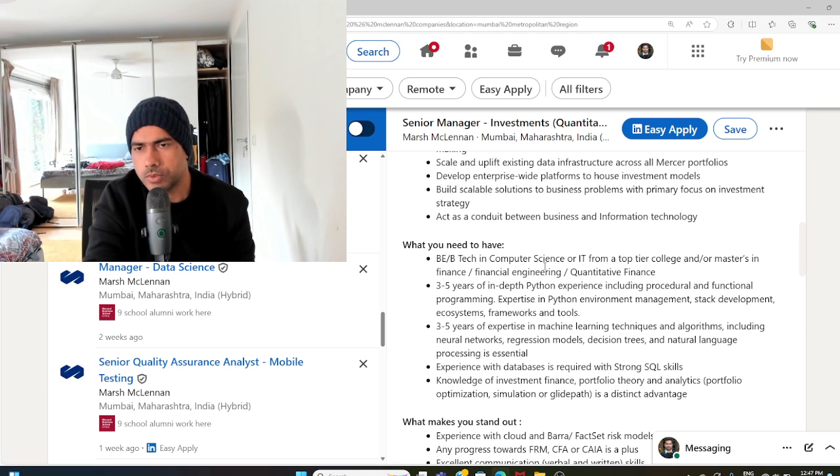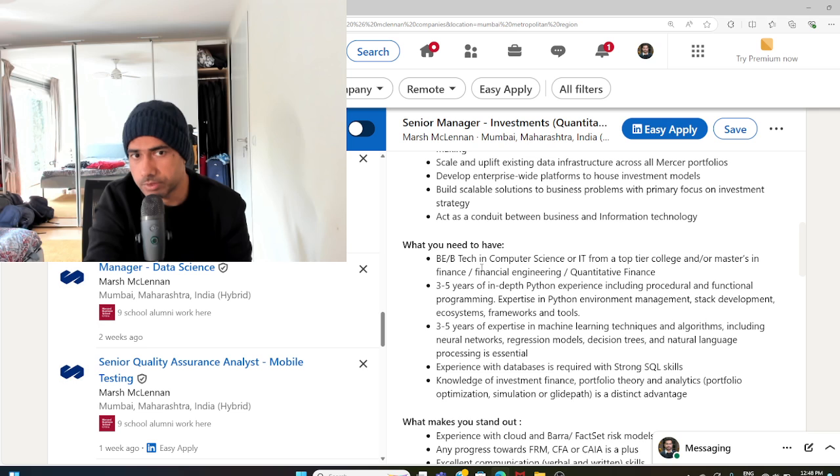In terms of qualification, they expect someone with a bachelor's degree in computer science or IT, or a master's degree in finance, quant finance or financial engineering, which is always a plus. So they are open to people from computer and engineering backgrounds, but also people from finance and quant finance backgrounds. Let me also tell you that many people from a core finance background are really good software engineers.